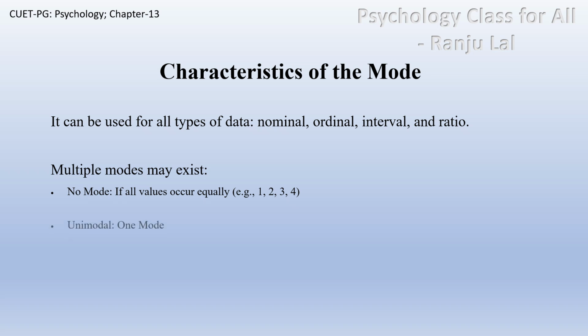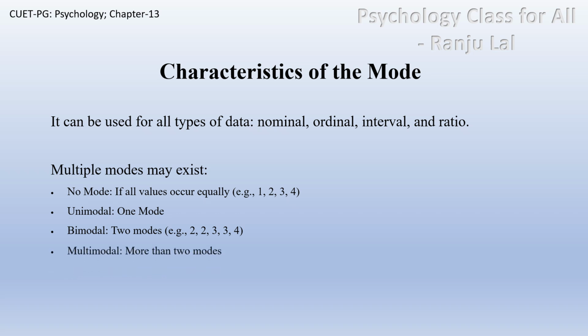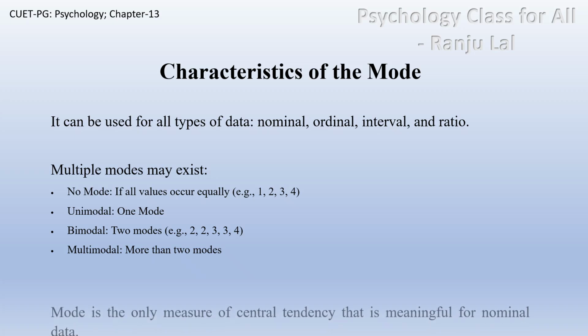Second is unimodal, having only one mode. Third is bimodal, where two modes are available. In this example, 2 has got repeated and 3 is also repeated, so it has two modes. Fourth is multimodal, where more than two modes are available. Mode is the only measure of central tendency that is meaningful for nominal data.